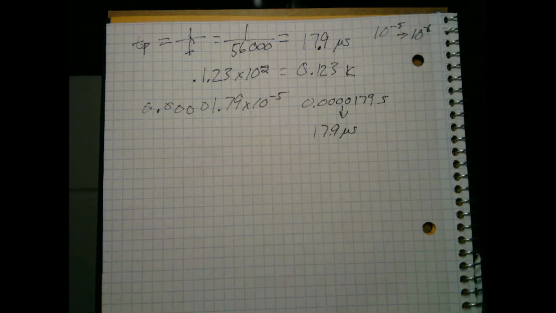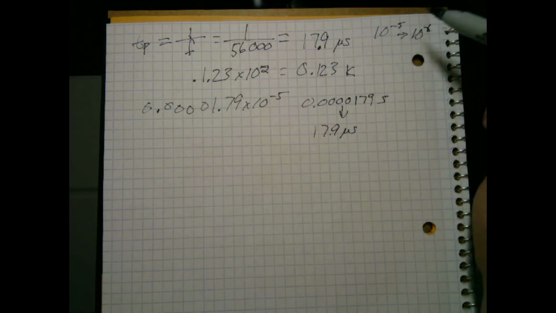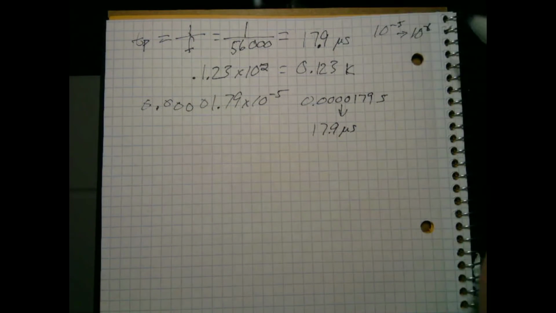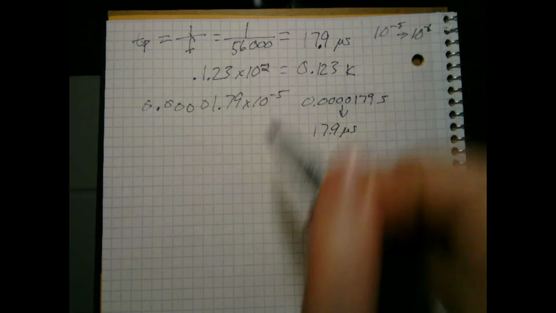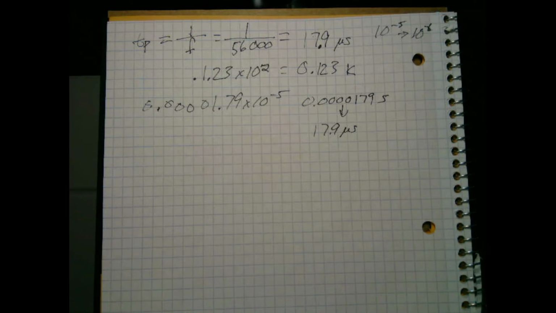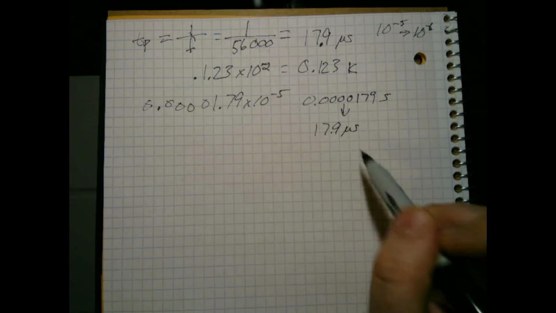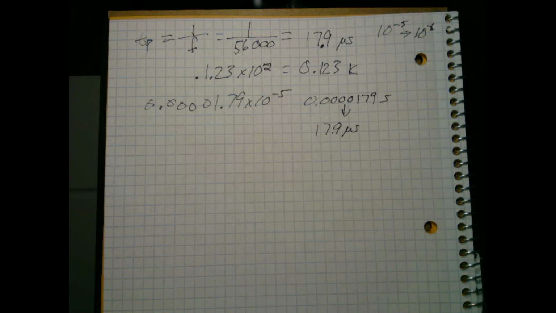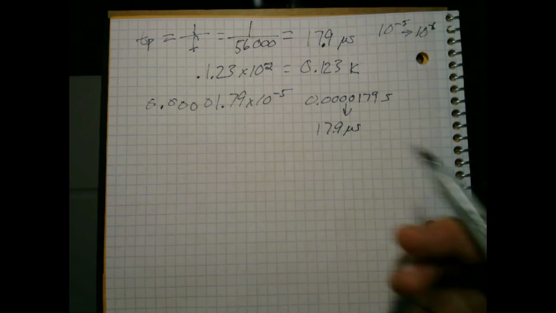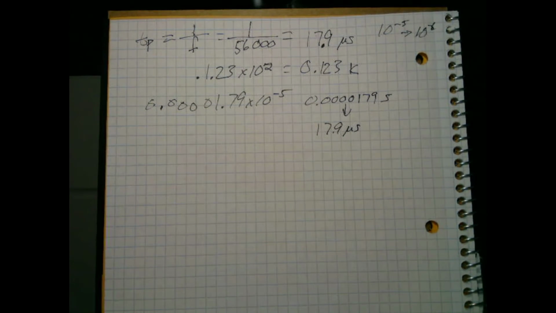The shortcut that I use just makes things a little bit easier. But you do have to be careful about which direction you move the decimal place. If you decrease the exponent, you move it to the right. If you want to increase the exponent, you move it to the left. So anyway, we have this period now, 17.9 microseconds. So now we can make our graph like they wanted us to.